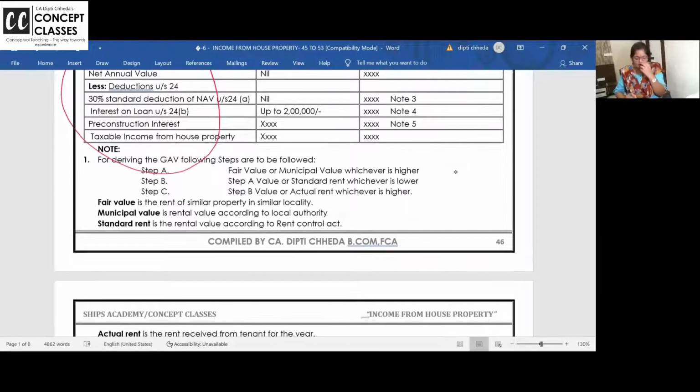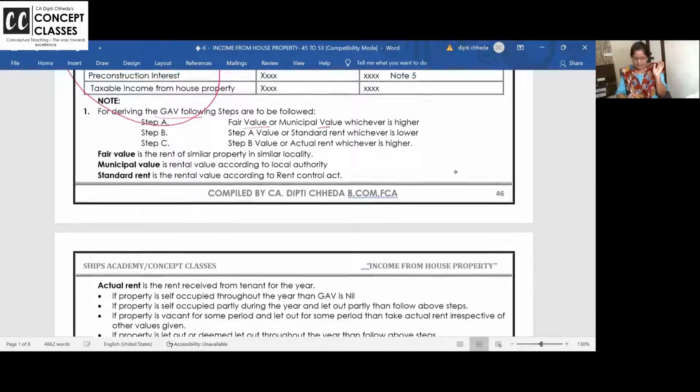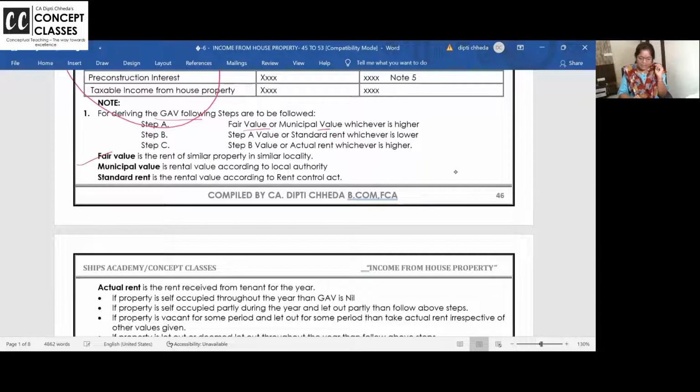So let us come to how to derive gross annual value. Frankly, gross annual value or GAV is 12 months' rental income. But I may take 10,000 rent from you by cheque and ask you to pay 8,000 illegally in cash. So the government is very cautious about this. They are saying that at least I should take the rent which is at par with the fair rent, municipal value, standard rent, which I explained to you now. Are these terms clear to you? Tell me, dear students.